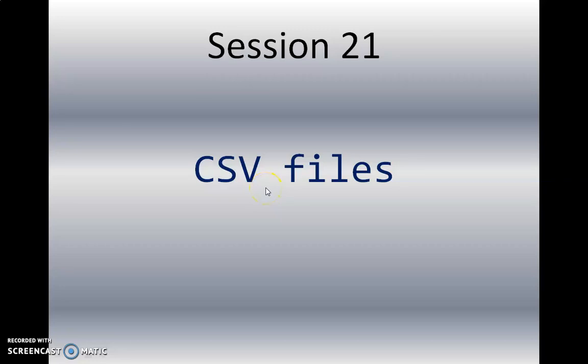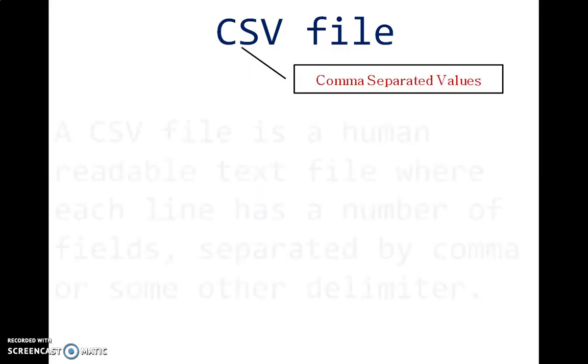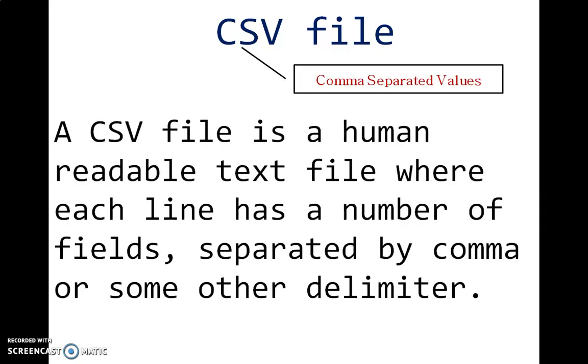Session 21, CSV files. The expansion of CSV is comma-separated values. A CSV file is a human readable text file where each line has a number of fields separated by comma or some other delimiter.